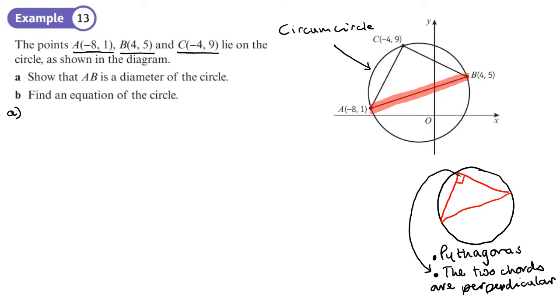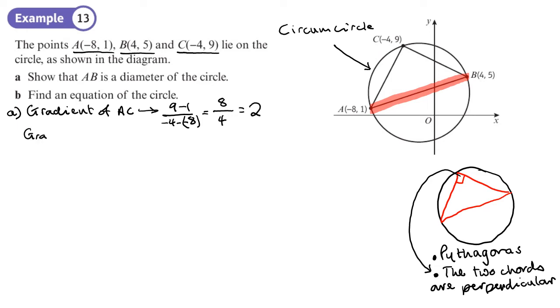So the first thing, let's work out the gradient of AC. So the gradient of AC is going to be the change in y, so 9 minus 1, over the change in x, which is going to be -4 minus -8. So that will give me 8 over -4 plus 8, which is 4. So AC has a gradient of 2.